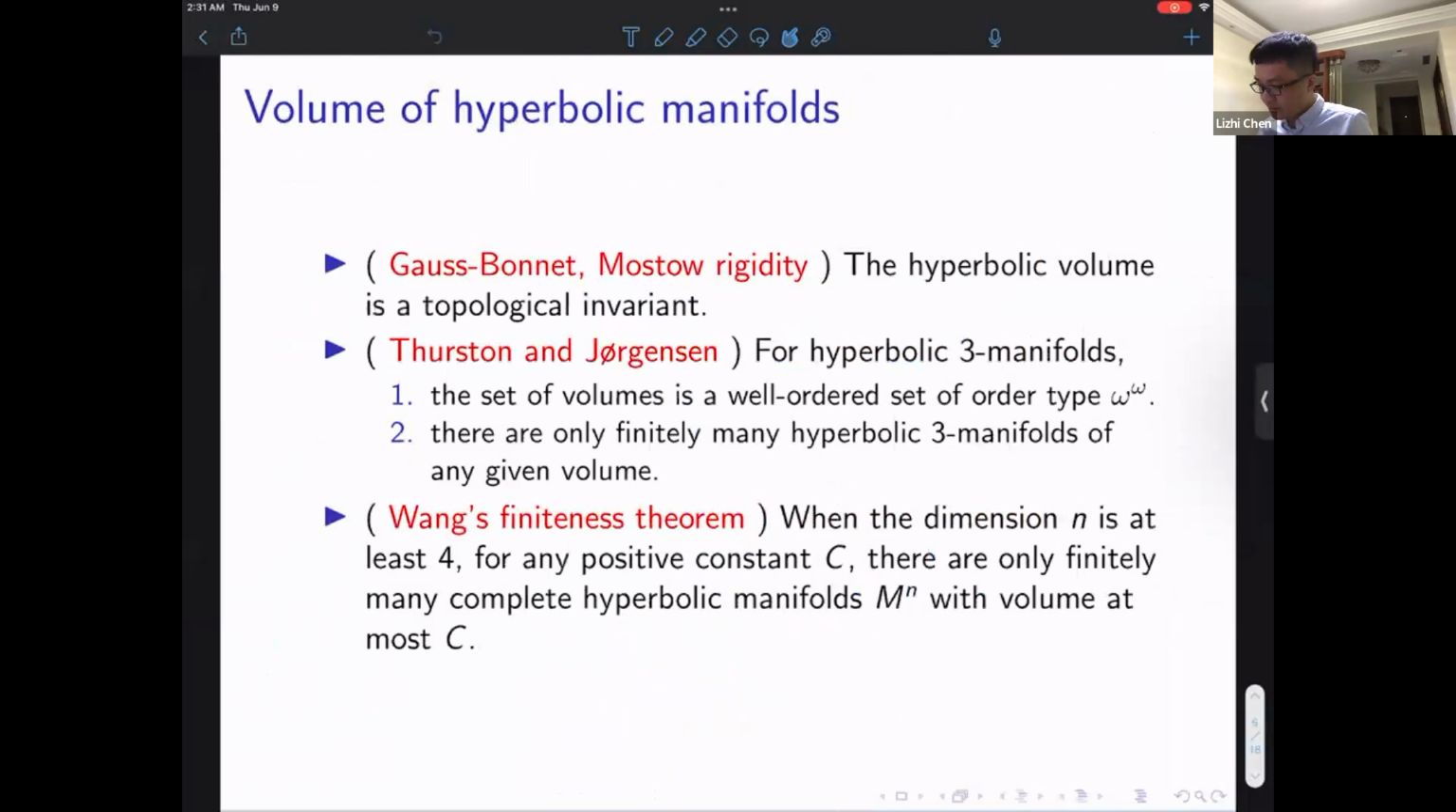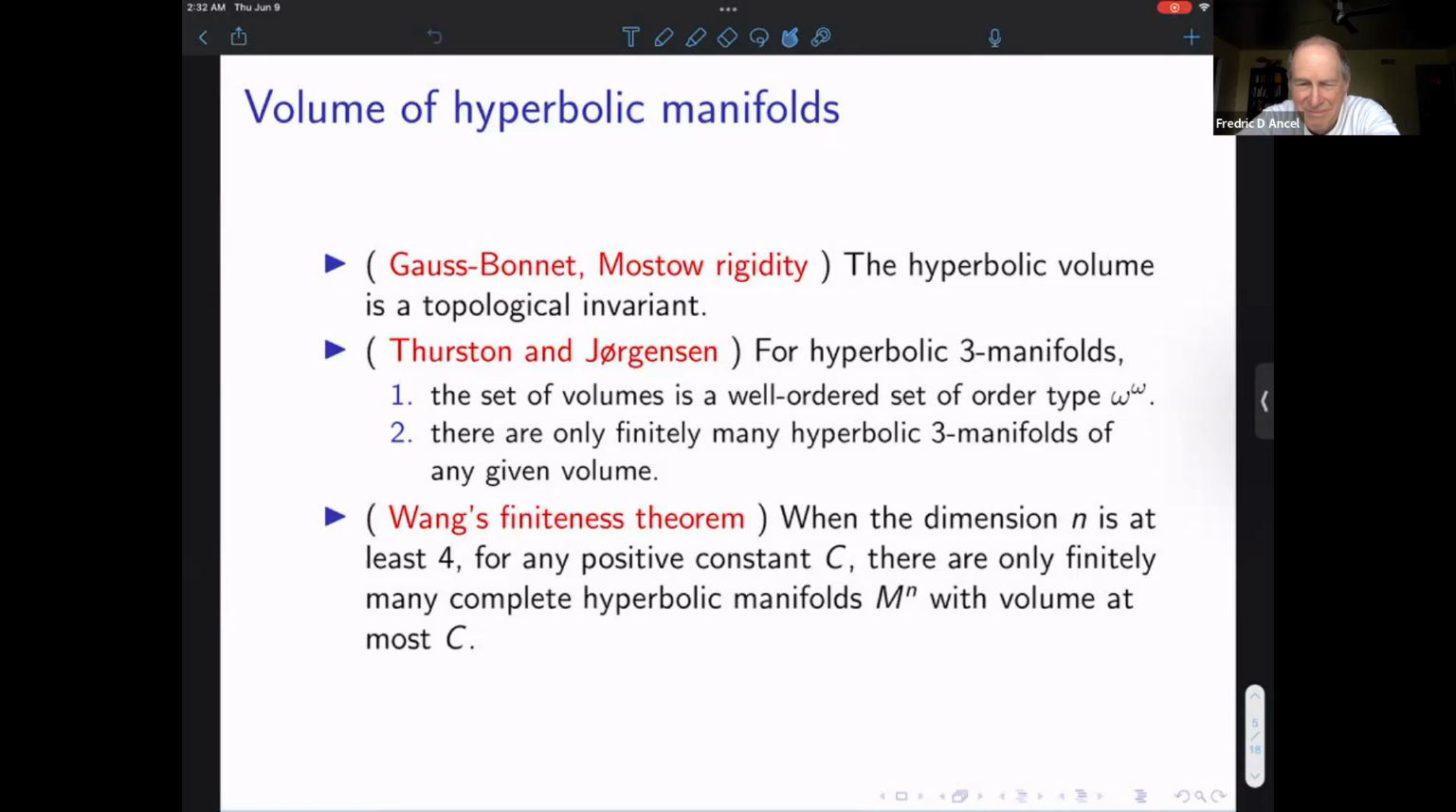And then I'm going to talk about the volume of hyperbolic manifolds. First, we know the hyperbolic volume is a topological invariant. In dimension 2, this is given by the corresponding formula. And in dimension at least 3, the Mostow rigidity theorem tells us this fact. And for hyperbolic 3-manifolds, we know the volume satisfies the following two properties. This is given by the theorem of Thurston and Jorgensen.